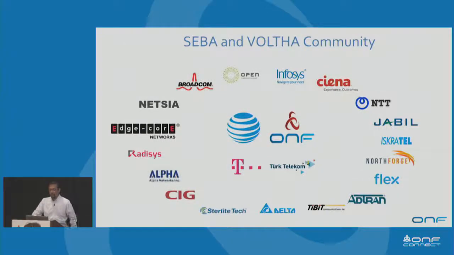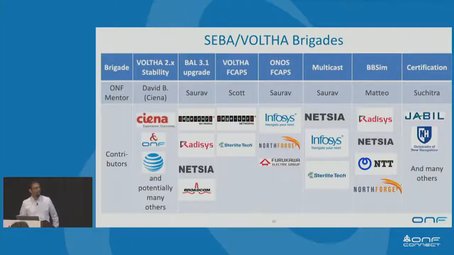The SEBA and VOLTHA community is very big. It's fundamentally built around ONF and the three operators that are greatly interested in SEBA: AT&T, Deutsche Telekom, and Turk Telekom. But then there is a whole bunch of other operators, as well as our supply chain partners and members in the community from all these companies. So the question to ask is, how do we manage the work? How do we ensure that everyone is rowing in the same direction and making forward progress? The way to do that is through brigades.